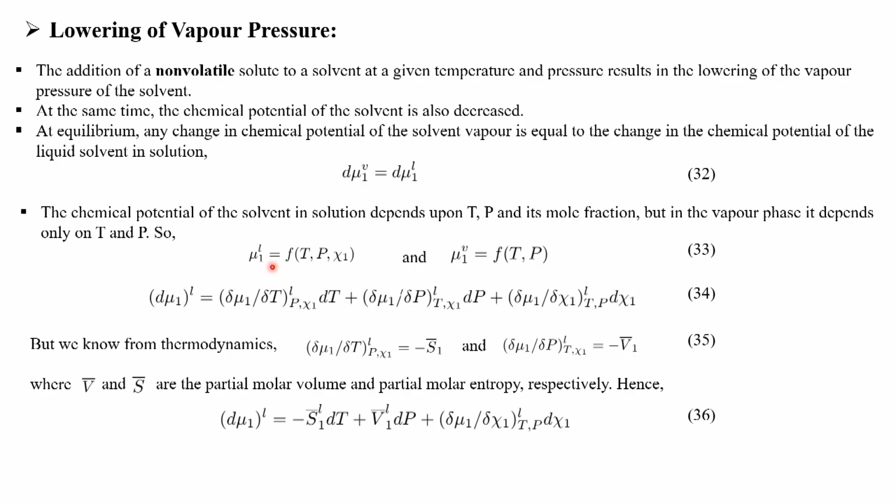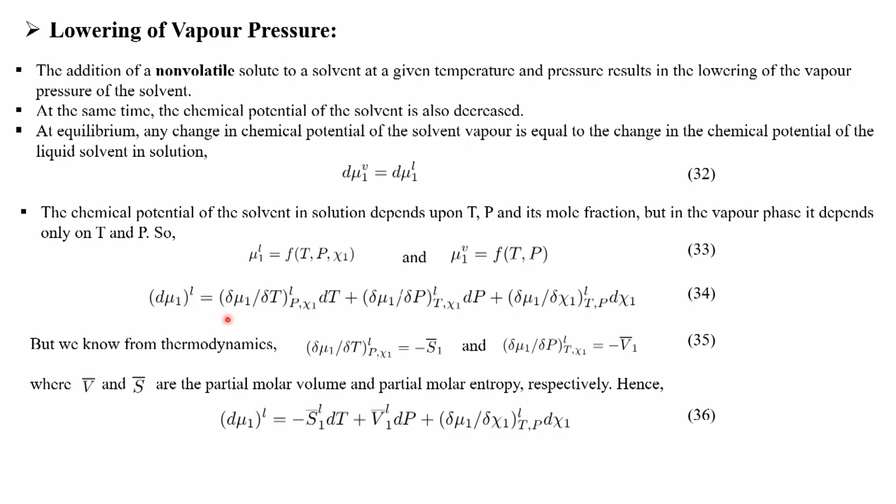So, we can write mu 1 L is a function of temperature, pressure and the mole fraction of component 1, because we are considering component 1 here. But mu 1 V, the chemical potential of component 1 in the vapor phase, is a function of only temperature and pressure, not of the mole fraction of component 1.